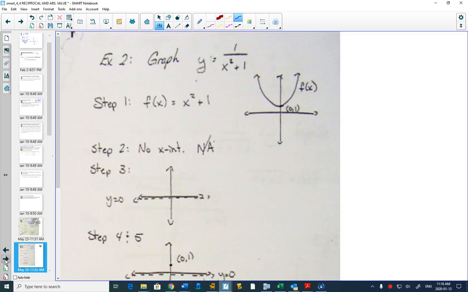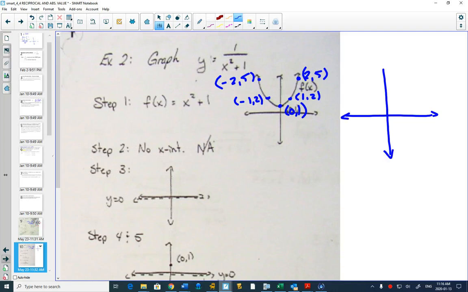I'm going to label some nice points on this graph. For x squared, you'd have (1, 2), (-1, 2), (2, 5), (-2, 5). Then right beside it, we'll go through our steps.